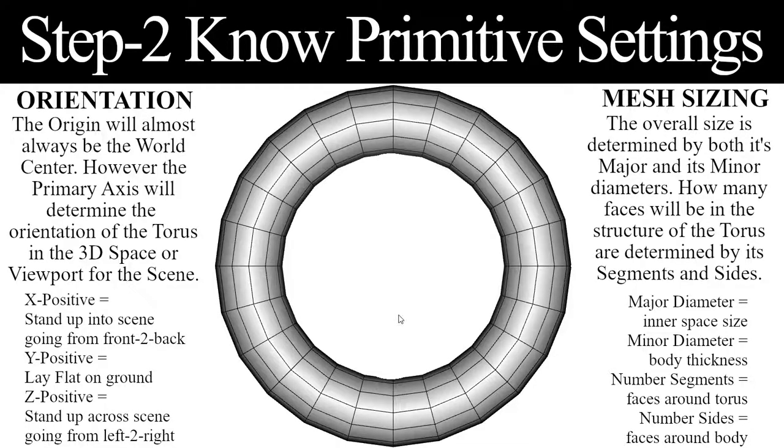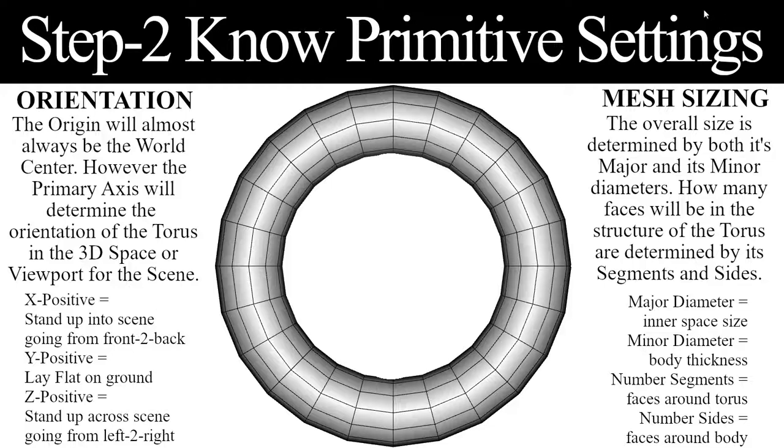The other important thing you need to know when you're doing your parameters is the mesh sizing. Basically, the overall size of your torus and its basic shape that it loads into the scene is going to be determined by the major diameter and the minor diameter. And of course, the number of segments and number of sides would be the mesh. But let's go over those diameter settings.